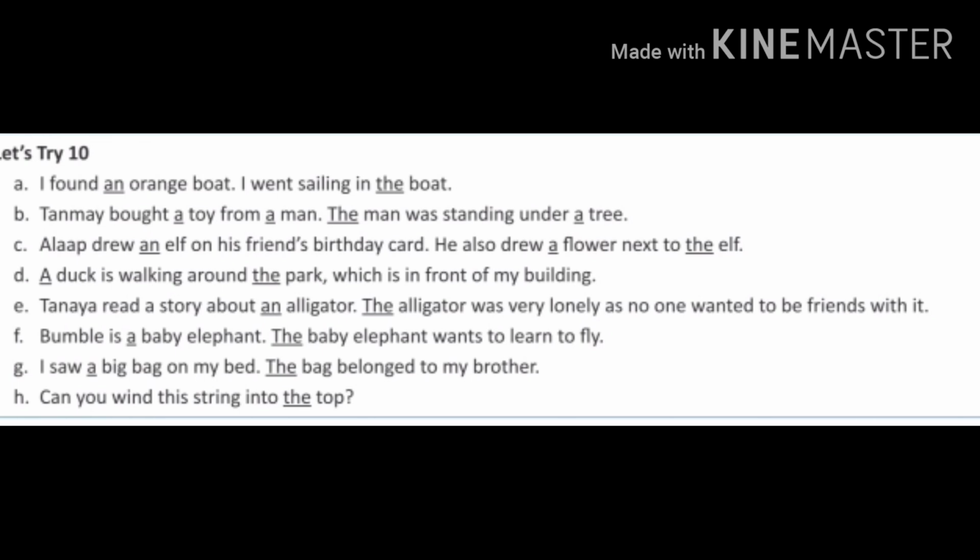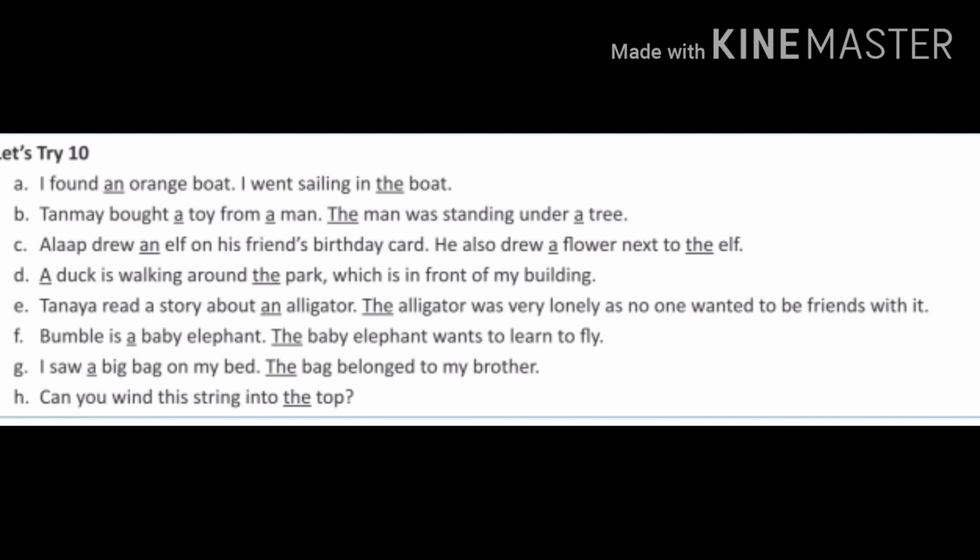Next, Alap drew an elf on his friend's birthday card. He also drew a flower next to the elf. Here we use an before elf and a before flower and the before elf. We use the before elf because elf is the same noun again. So we use the before elf. Next, a duck is walking around the park. Here we use a before duck and the before park, which is in front of my building.